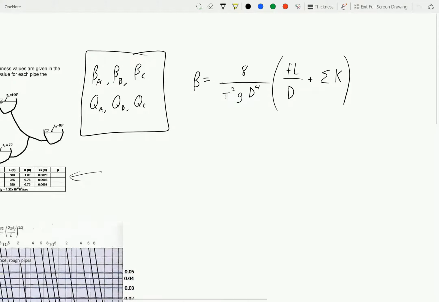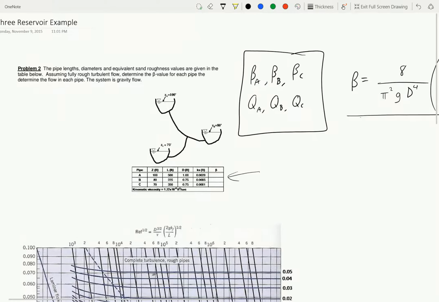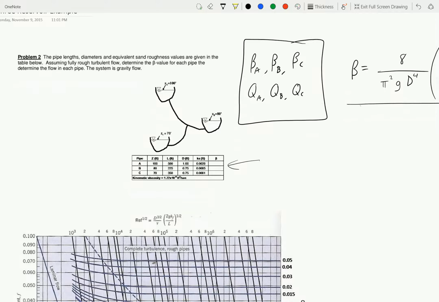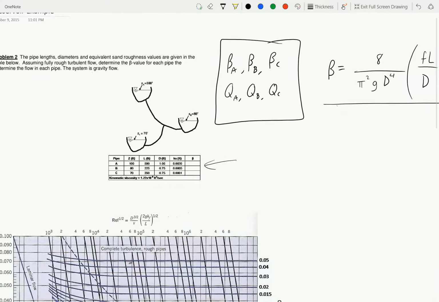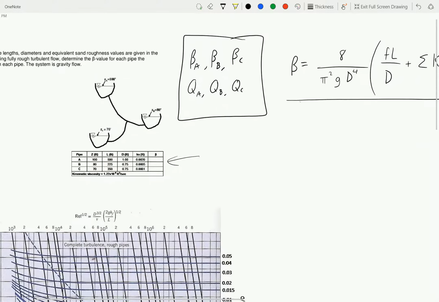I've also written the equation for the beta values right here. So yeah, let's get started. To start off this kind of problem, we're going to need to use the Moody diagram. And in order to use the Moody diagram, we need to figure out what Ks over D is. Since we're given Ks and D in the table, we can calculate that for each of these different pipes. So we have Ks over D for pipe A.